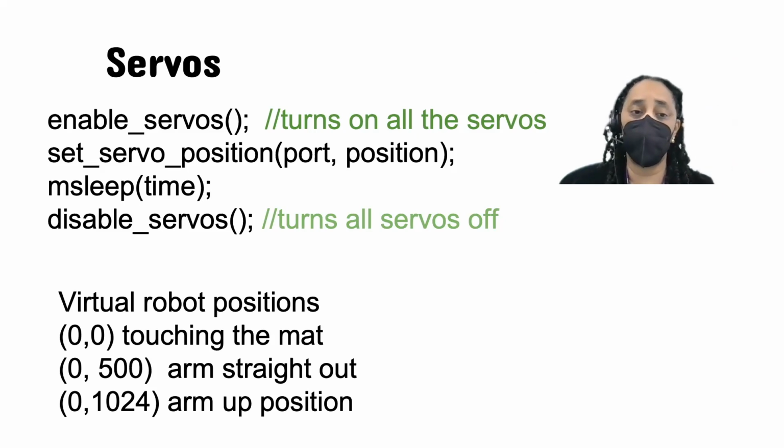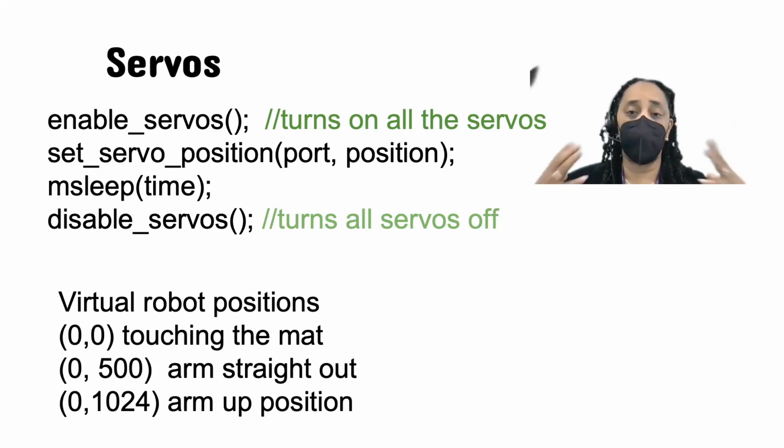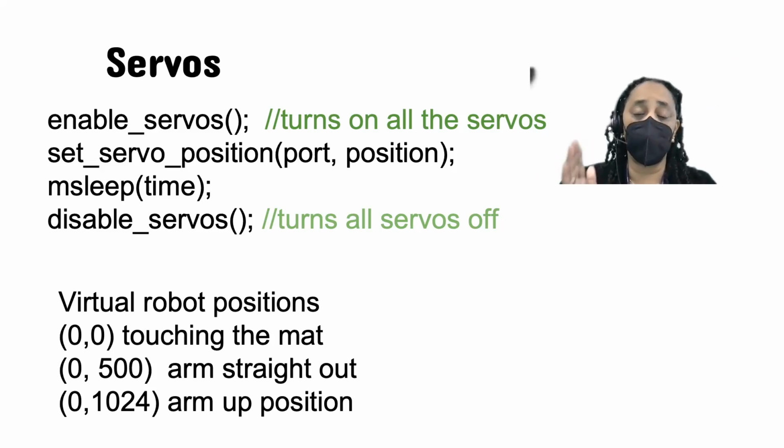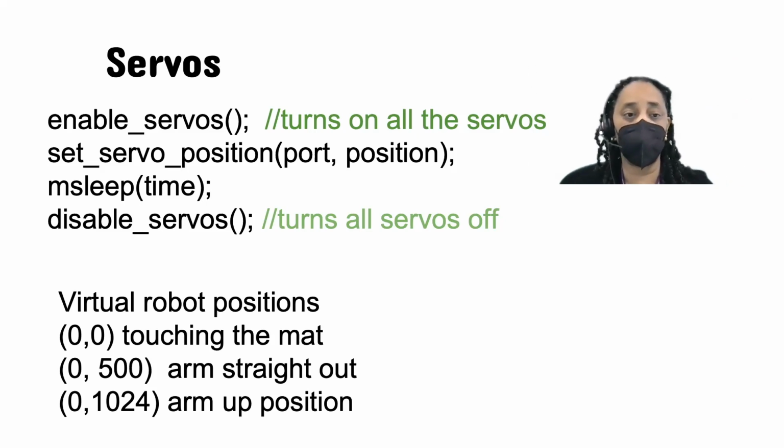Again, you need some sleep time. This is time for the robot to actually do the action. So when you put the sleep in, it can be 100, 1000, 3000, however many milliseconds you want it to be. And then last but not least, you need to make sure you turn off that light switch. So you want to disable the servos. And this is again pseudocode, which tells you to turn all the servos off.